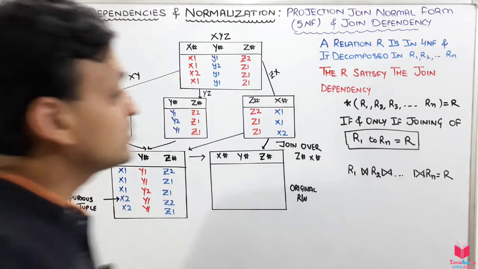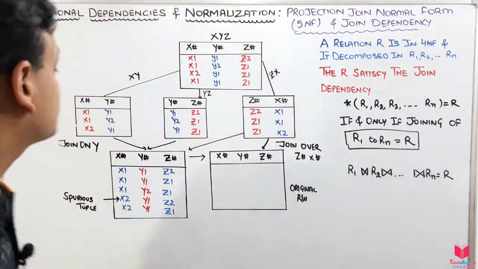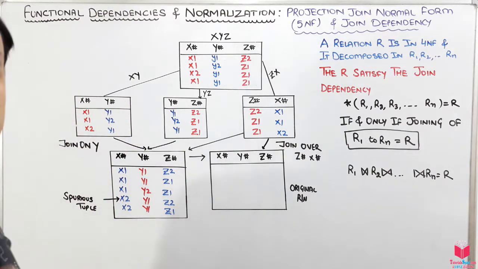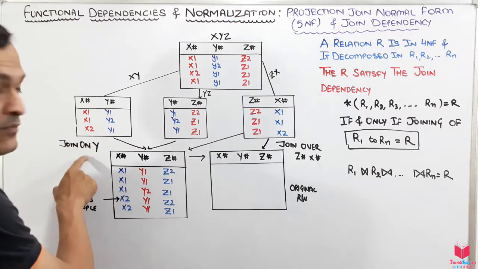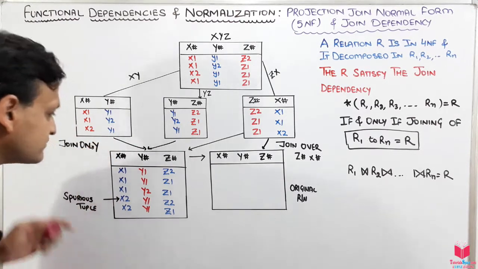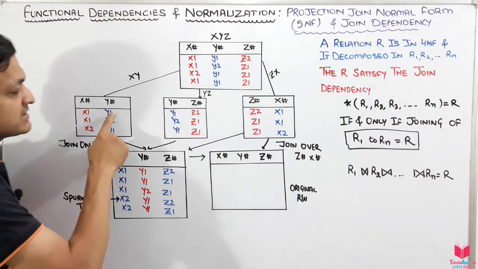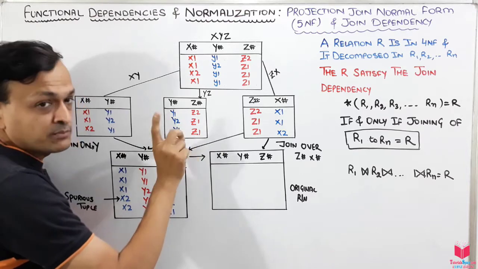Now it says we have to satisfy the join dependency. That means we will take their natural join. So we are taking their natural join on the basis of the Y attribute, or you can say Y#. So let's see, there is y1. We will see y1 is here, then here. So we will consider both of them.